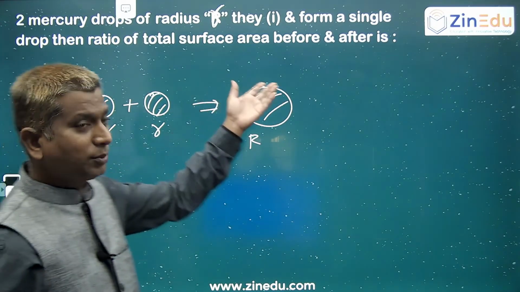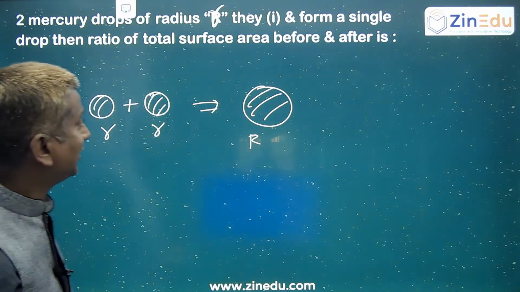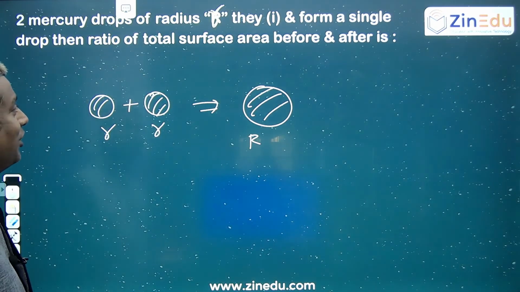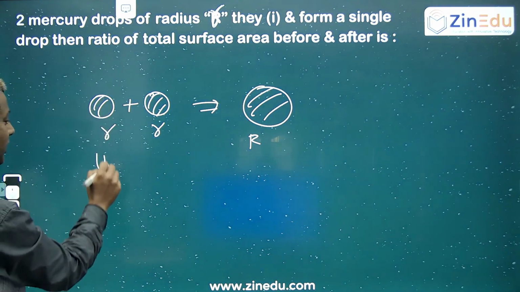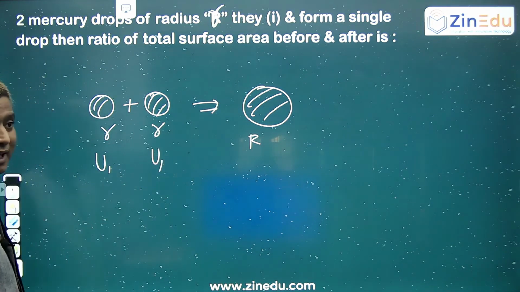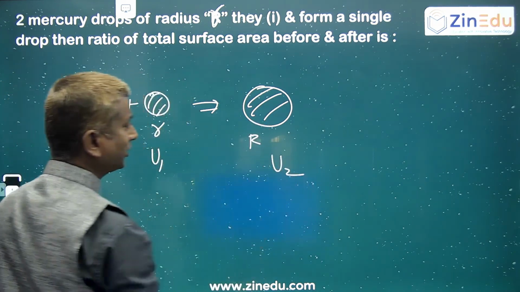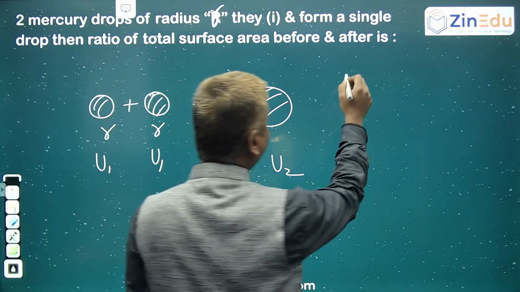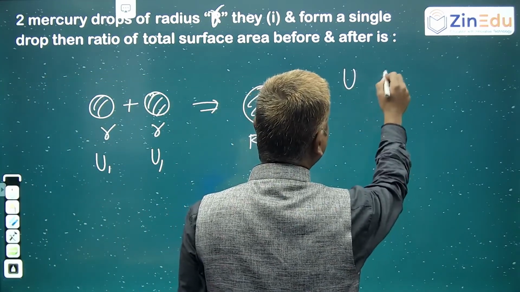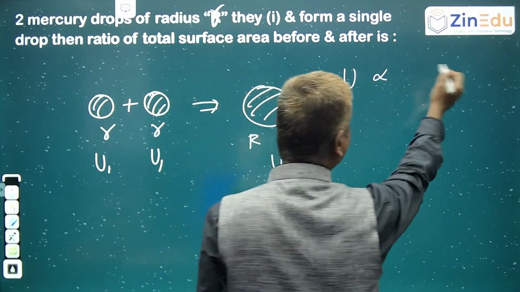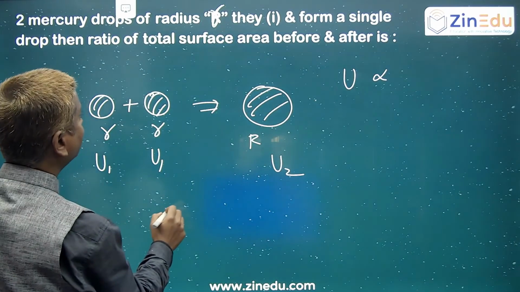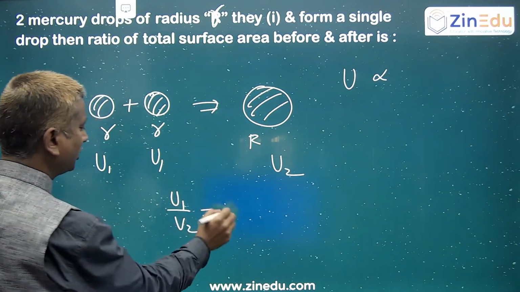They are not asking the total surface area; rather they are asking the surface energy. The surface energy before, U1 for each drop, and after combining, some U2. We know that surface energy for any drop is directly proportional to its surface area, so it is equal to surface area into surface tension. So before and after, they are asking U1 by U2.